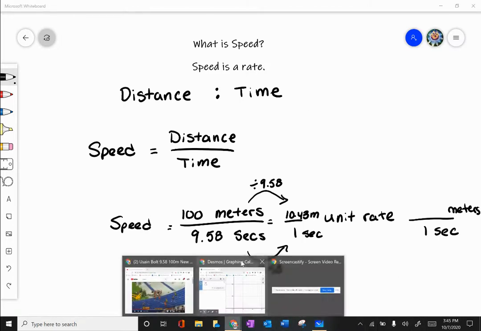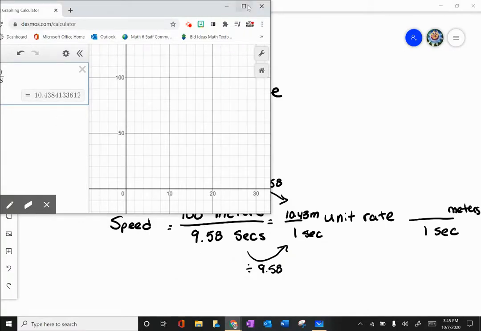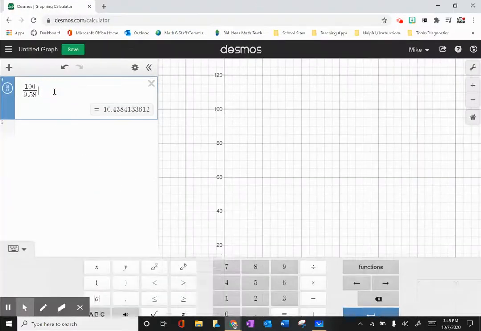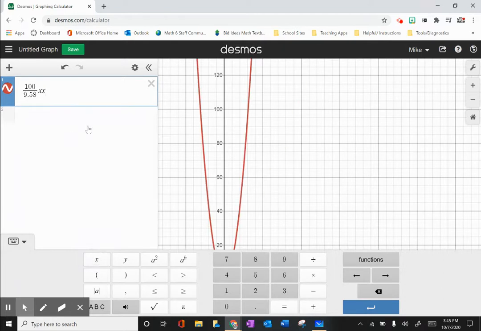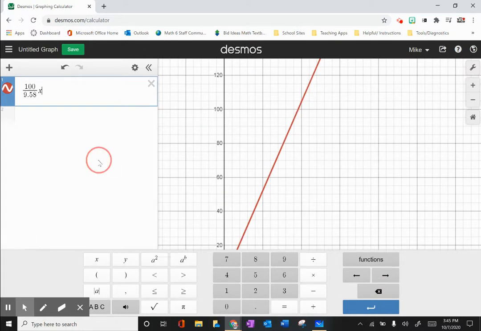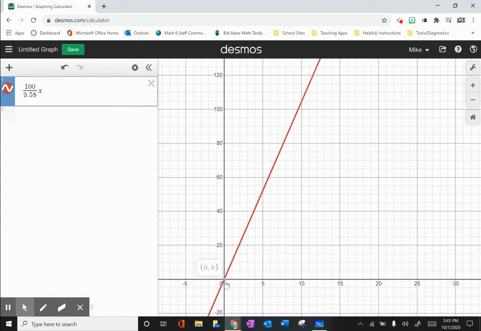I also have a graph here to show us the distance over time. So we can see the vertical axis, or the y-axis, is your distance traveled in meters, and this horizontal axis, or the x-axis, is the time in seconds that passes.